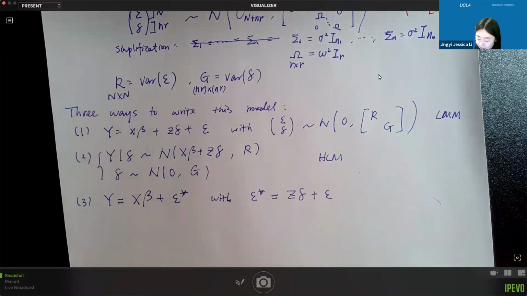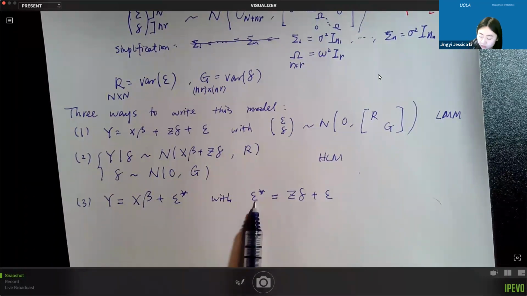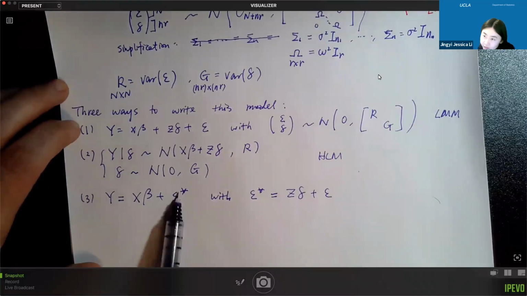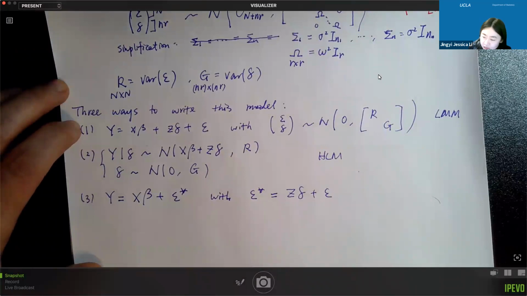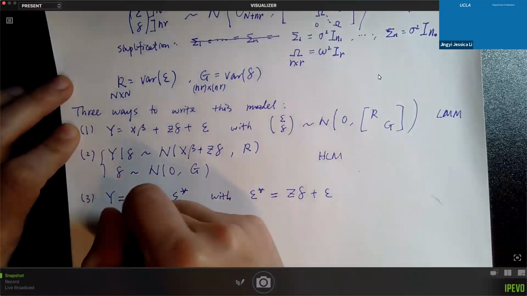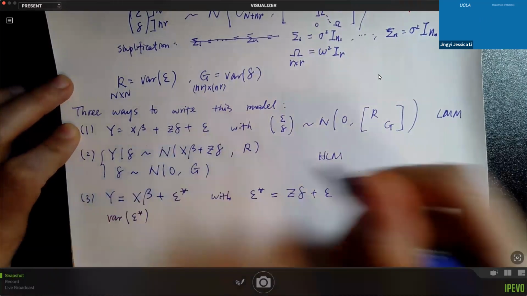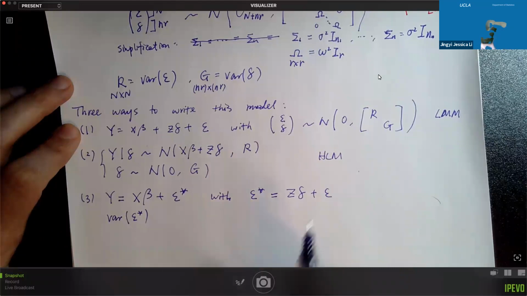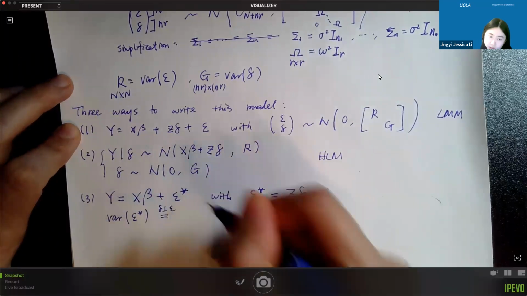Then let's take a look at the covariance matrix of epsilon star. Remember, if we're in the linear model, then we call this epsilon, right? And epsilon, we know in the linear model, its covariance matrix is just sigma squared times the identity matrix. That's what we have. But now let's look at epsilon star. If we take a look at its variance, we need to consider its definition, z delta plus epsilon. So we know that by independence between delta and epsilon, this is what we assume.